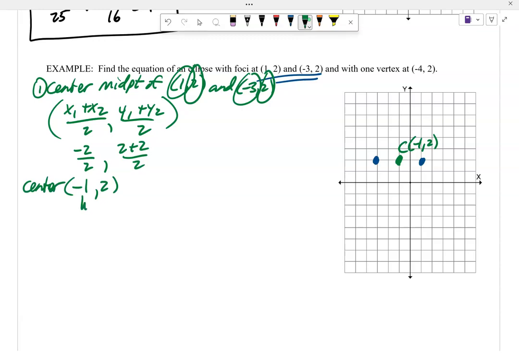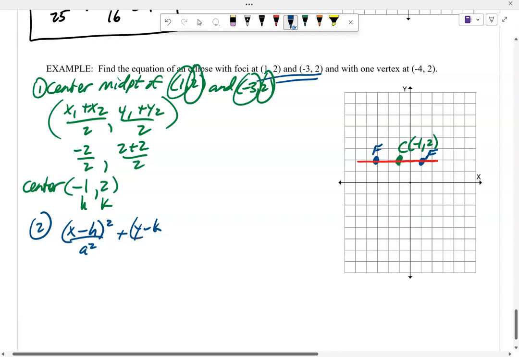All right, we can see it visually as well. So we've got our h, k. We know the major axis, since it's going through these foci right here, has got to be horizontal, right? And so I'm thinking to myself, (x minus h) squared over a squared plus (y minus k) squared over b squared equals 1, since my major axis is horizontal. I have h, k. I do have more information given. I did not finish this.